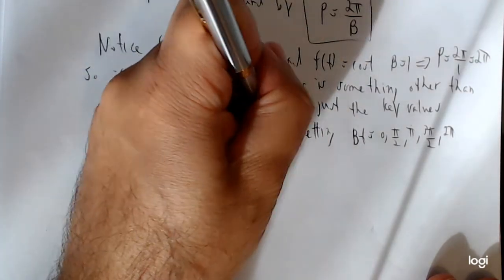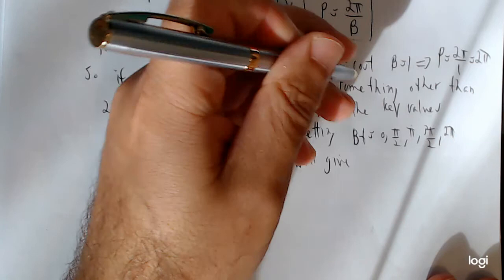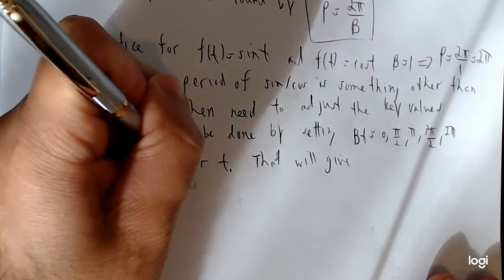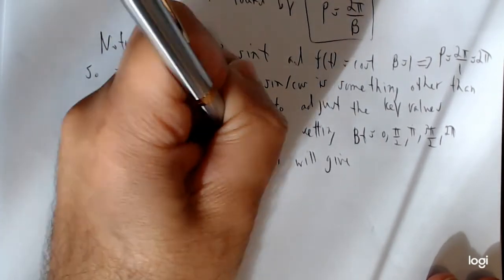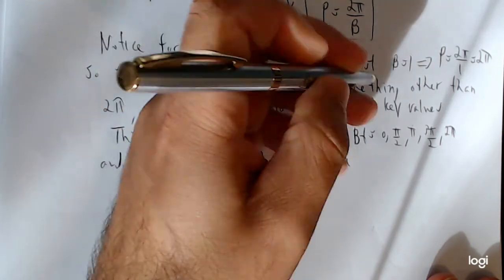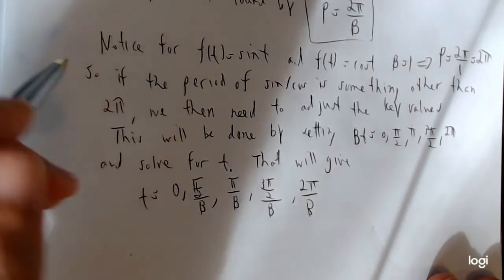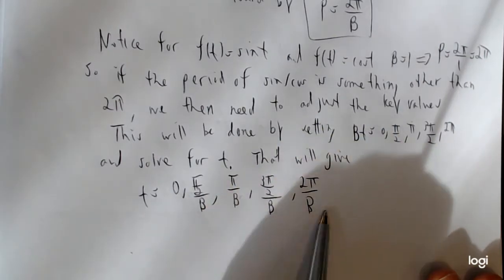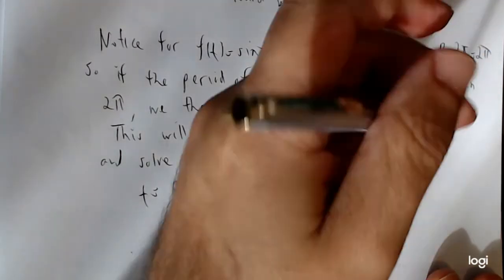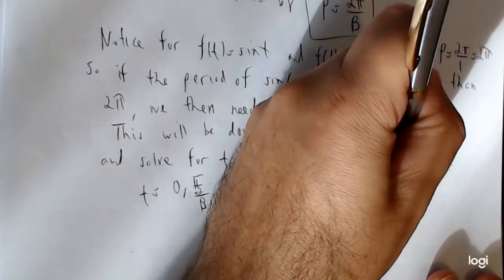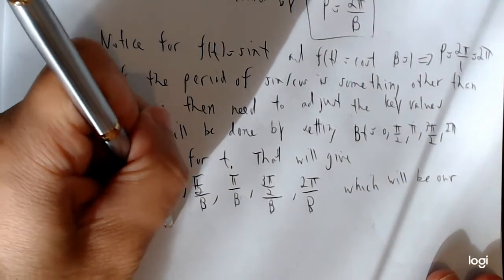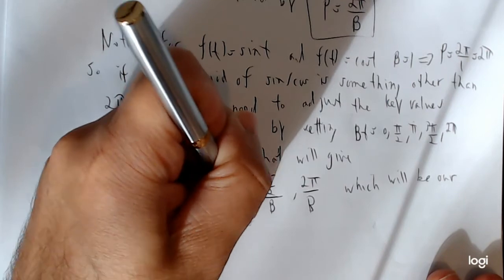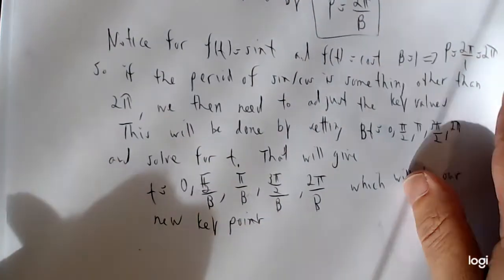that will give t equals 0, pi over 2b, pi over b, 3 pi over 2b, and 2 pi over b, which basically, what is this saying? Just divide all your key values by b, and that'll get you our new key points. Okay, so let's actually do that, and in fact you don't really even need to do that.